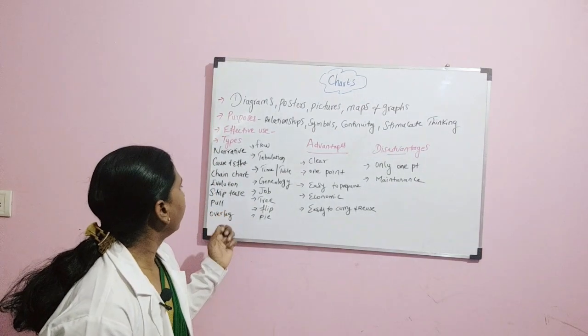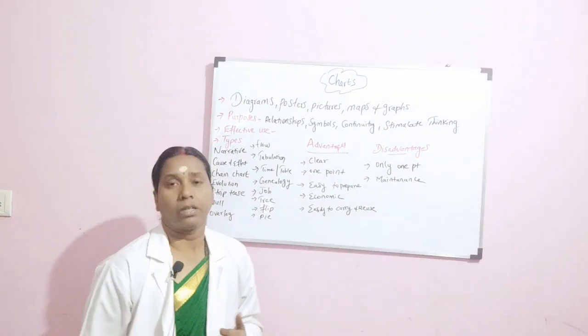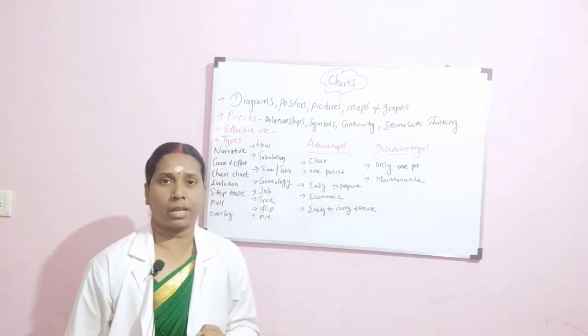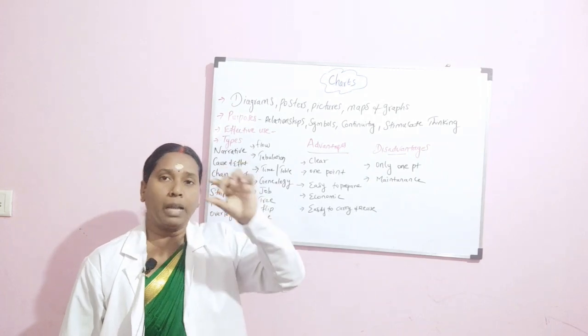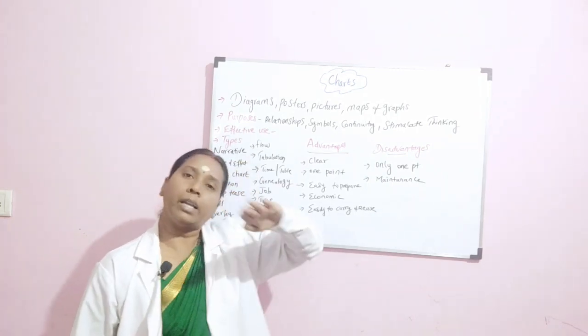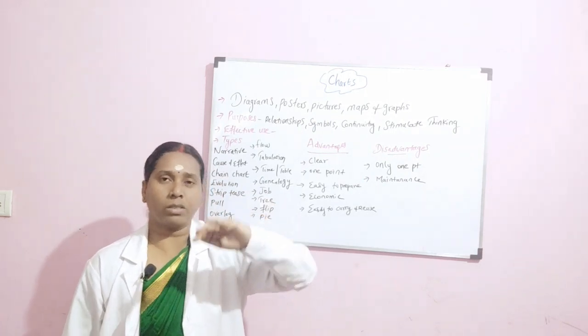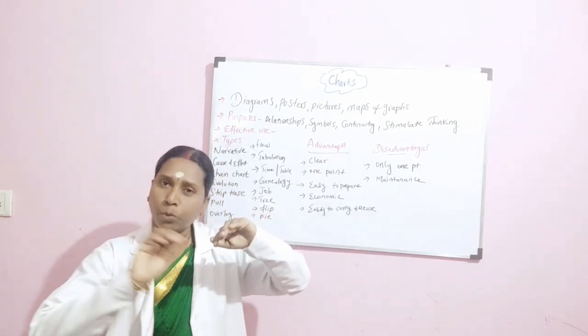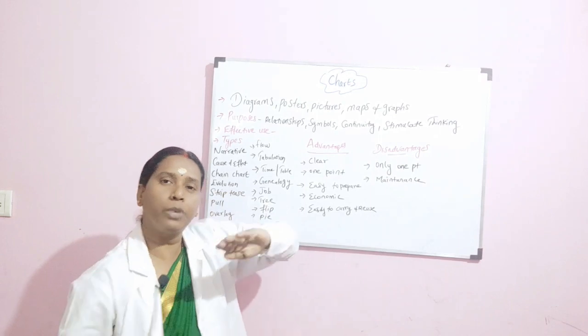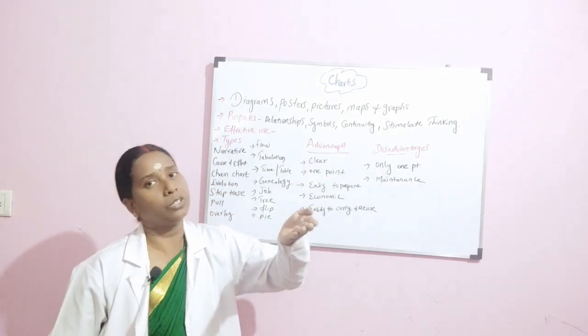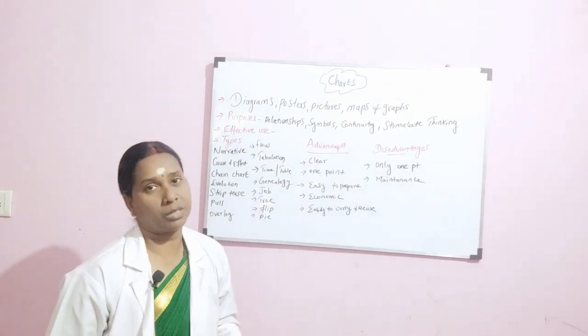And then we have the striptease chart. So what is a striptease chart? You will have many headings and you hide those headings with paper, color paper, or with crayons or something like that. Whenever you want to show that particular content, you will open that paper and you will show. So that is your striptease chart.